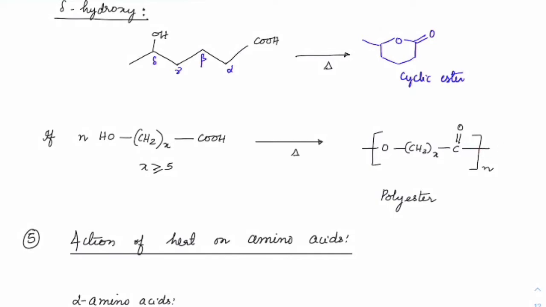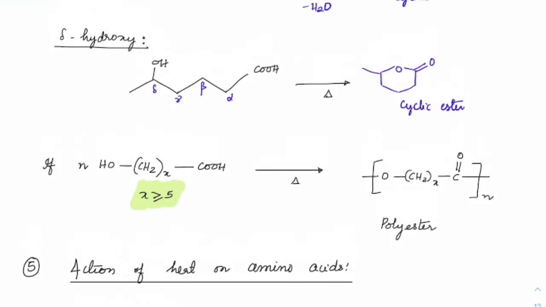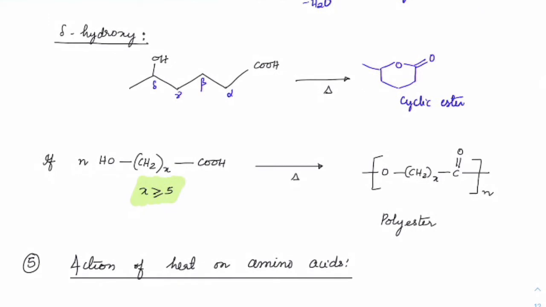This side will have OR, this side will have C double bond O. So this is becoming a polyester. So that's how polyesters are formed. The condition is important: X should be greater than or equal to 5. Then on heating we will get polyesters. I guess this point is clear, everyone.